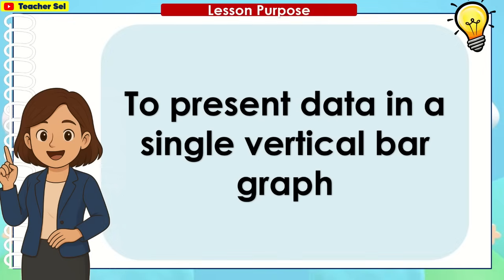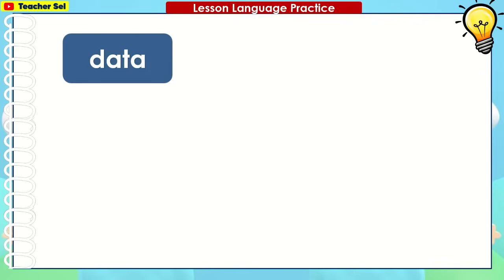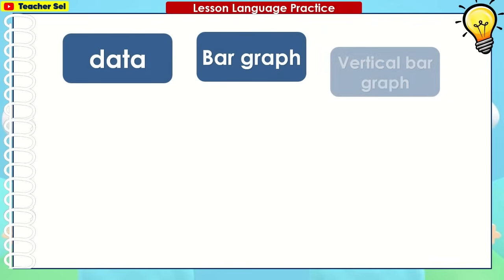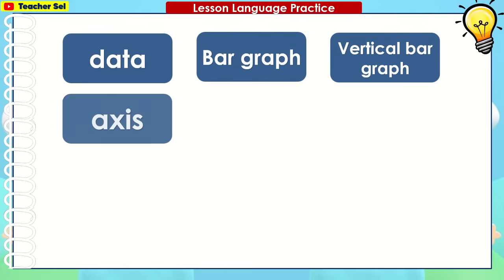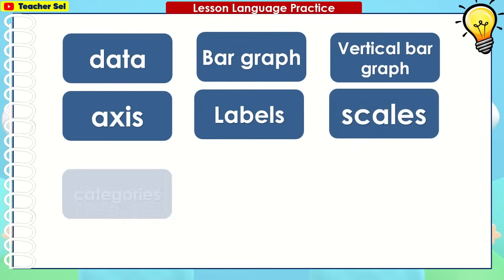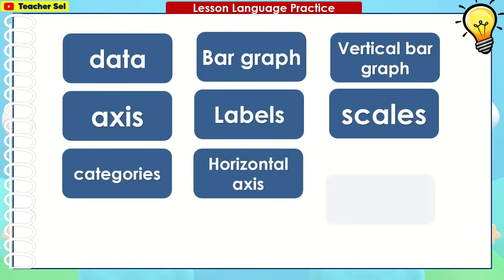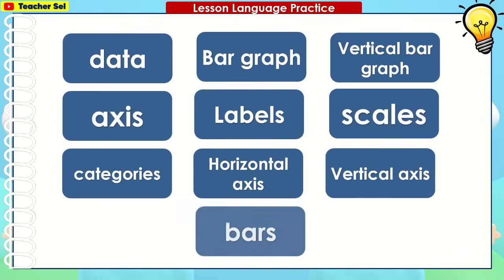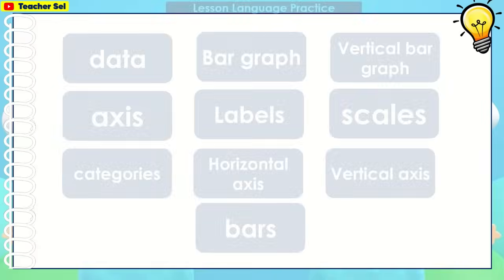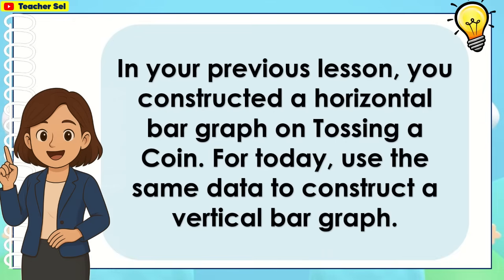Our lesson purpose is to present data in a single vertical bar graph. Let's be familiarized with these terms. Data, bar graph, vertical bar graph, axis, labels, scales, categories, horizontal axis, vertical axis, bars. In your previous lesson, you constructed a horizontal bar graph on tossing a coin. For today, use the same data to construct a vertical bar graph.